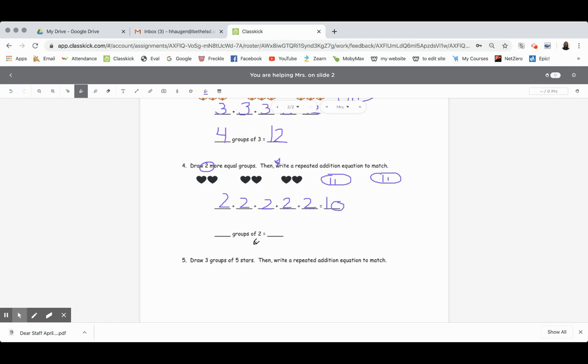Blank groups of 2. Well, when I look here, I have 1, 2, 3, 4, 5 groups of 2, and that equals a total of 10. So again, we took our equal groups and we made a repeated addition equation from those groups.